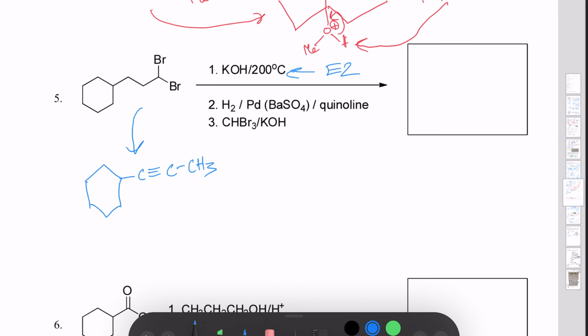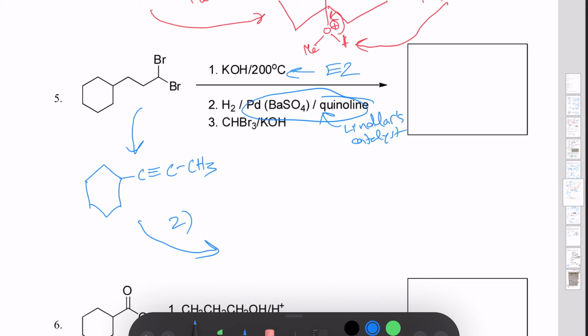And now the next step is to react this compound with H2 and this mixture of reagents, which is actually referred to as Lindlar's catalyst. So in step 2, basically, we're going to be hydrogenating, or doing an addition reaction on that triple bond.